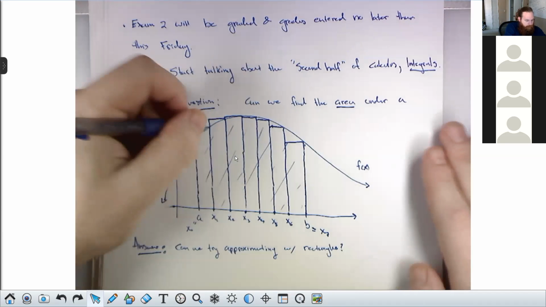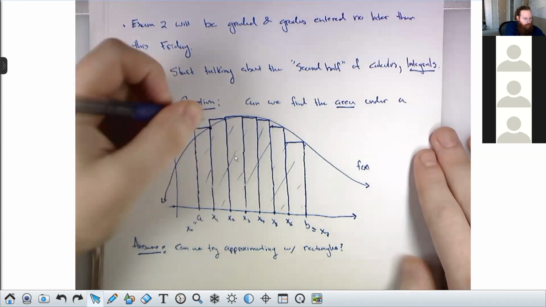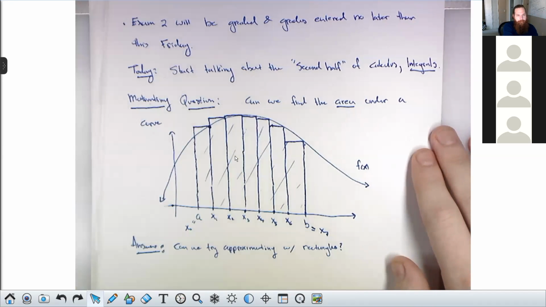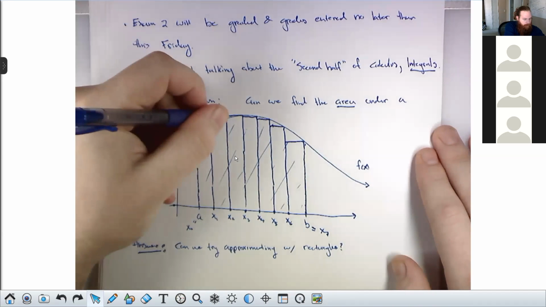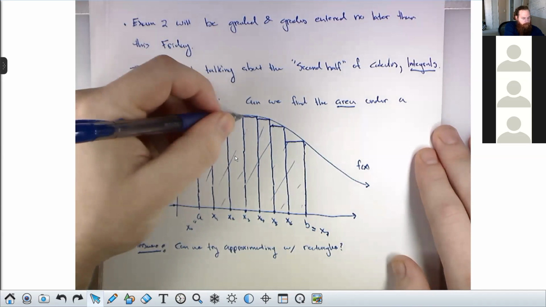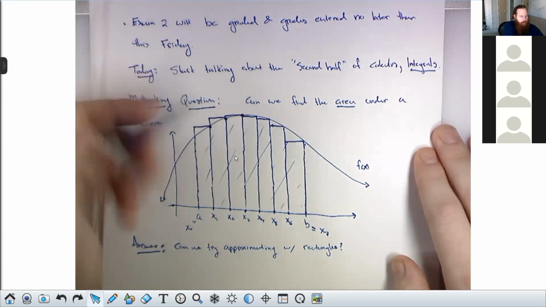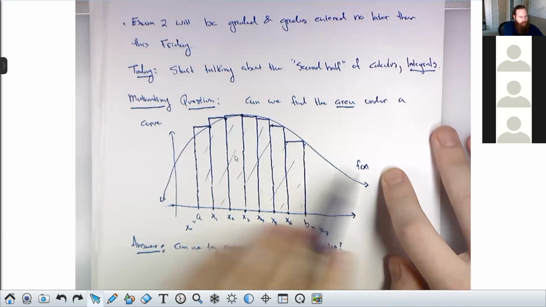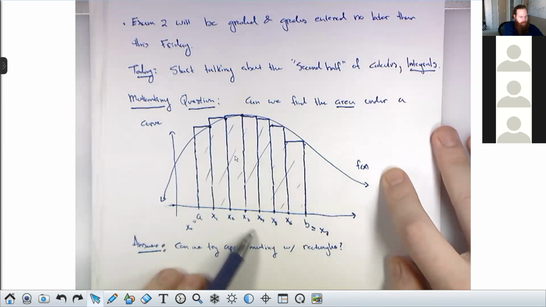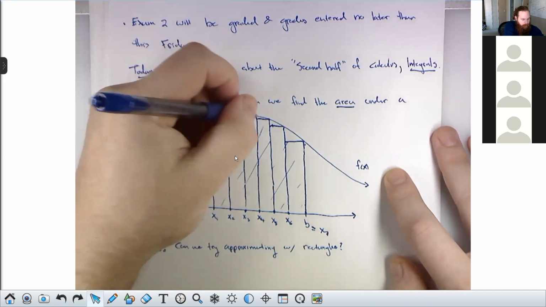Because this point right here has y value f of x1. This point has y value f of x2. This point right here, because it's on the graph of f of x, has y value f of x3, and so on.